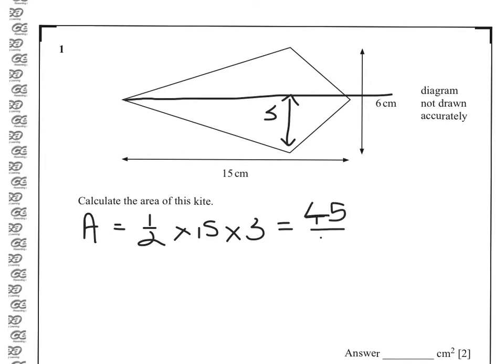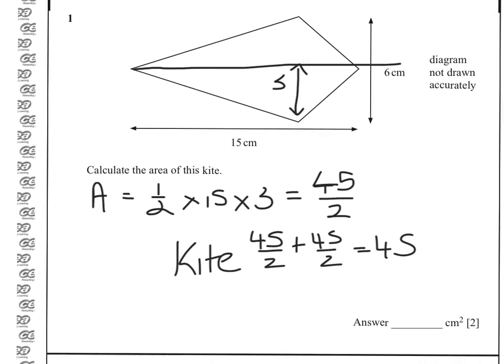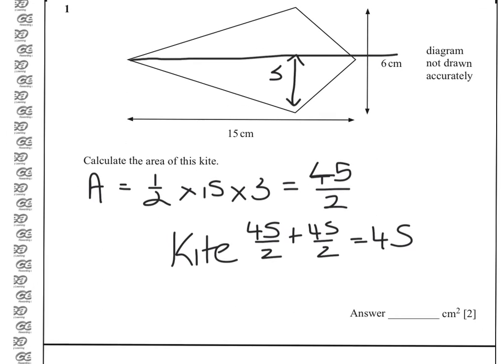And if we have two triangles, the area of the kite will be 45 over 2 plus 45 over 2, which is 45. Always remember, check the answer line, and we have our units given, so we don't need to add units.